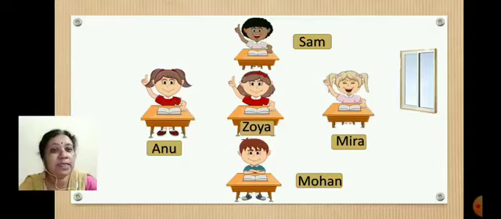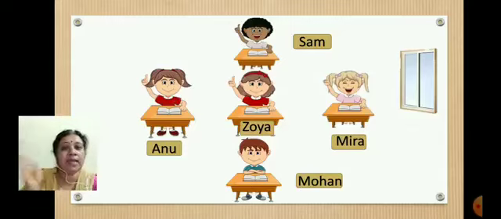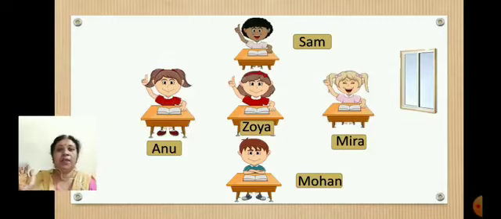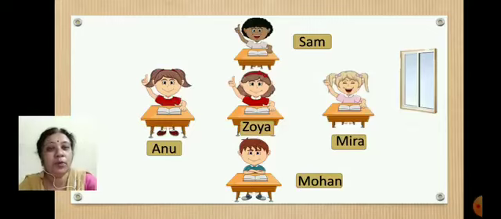Yes, Mohan is sitting in front of Zoya. Can you see in the picture, children? Mohan is sitting in front of Zoya. Anu is sitting beside Zoya. Okay, beside Zoya. Meera is sitting beside Zoya. Okay, and there is one window here. So Meera is sitting near the window. Where is Meera? Meera is near the window. Can you see a window, children?